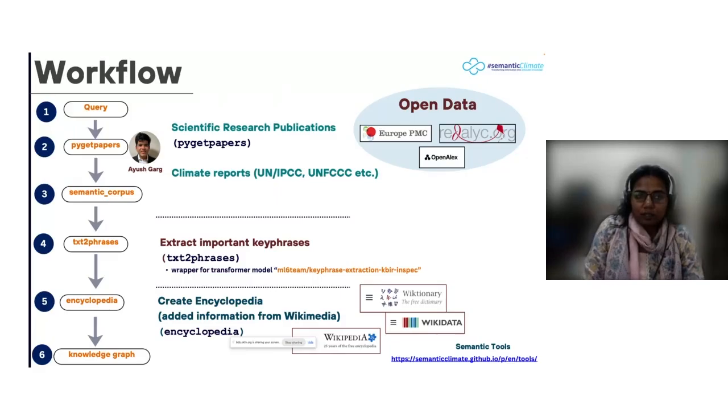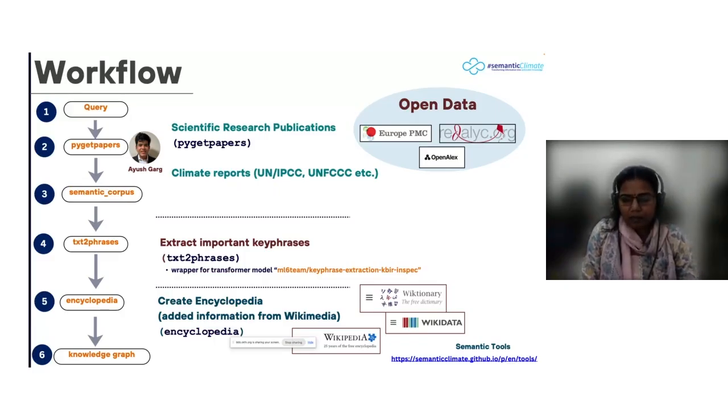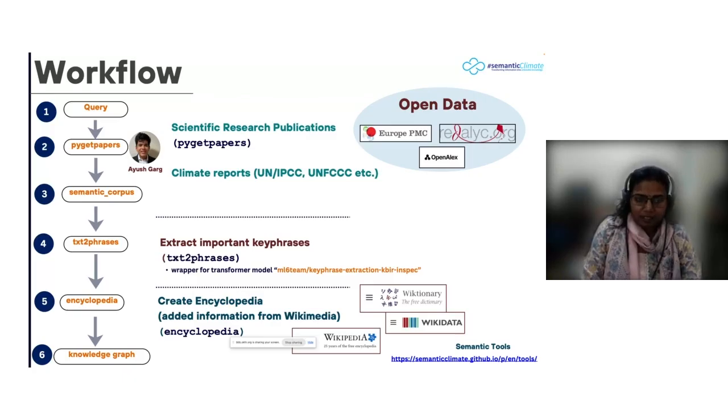So the workflow we are using is, if you have a query of any term, like I wanted to ask a question about ocean heat or any climate-related query for my research, we give those queries to the pygetpapers tool that was developed by Ayush Garg, who is also an intern at Semantic Climate. This pygetpapers tool retrieves the research articles from open data repositories like EuropePMC, OpenAlex, and Rxiv. So it gives the research articles in very little time. If you ask for 100, it gives the 100 articles in very little time.